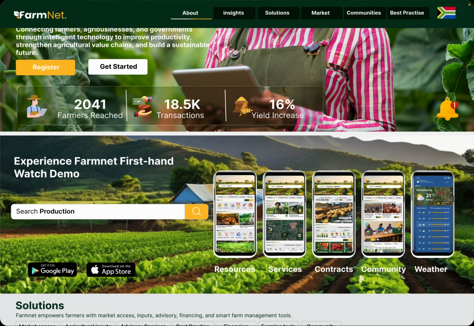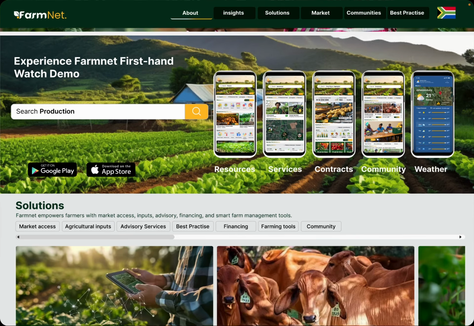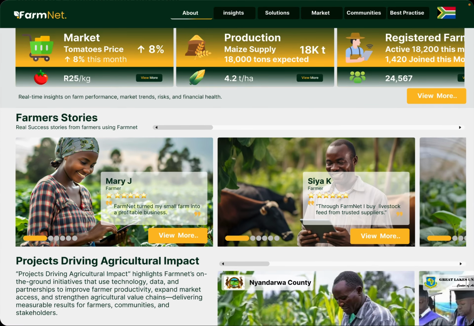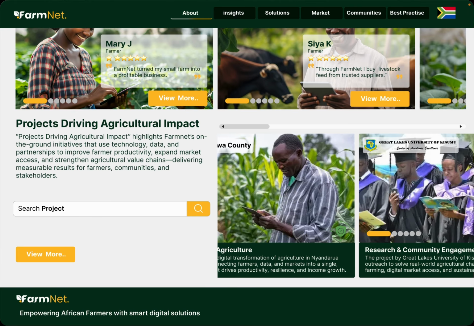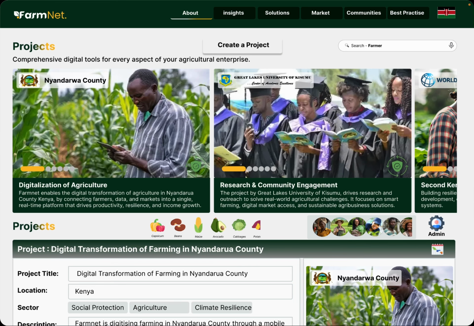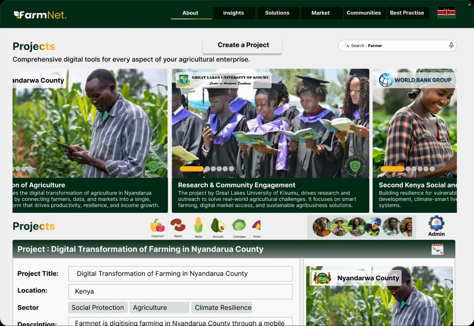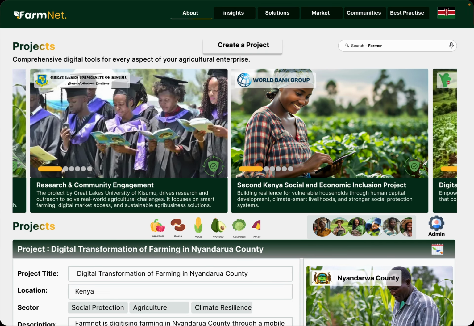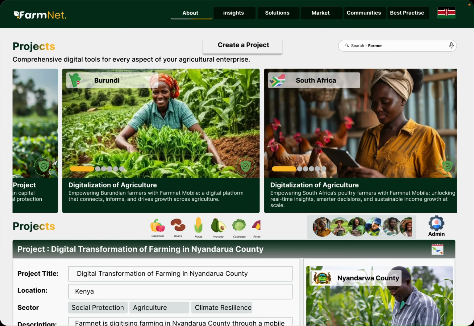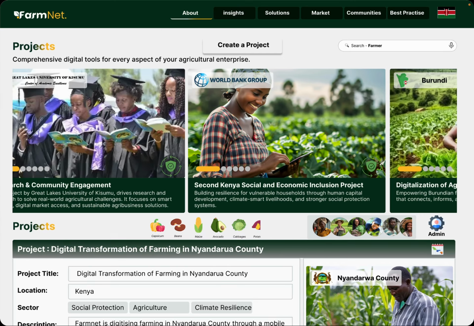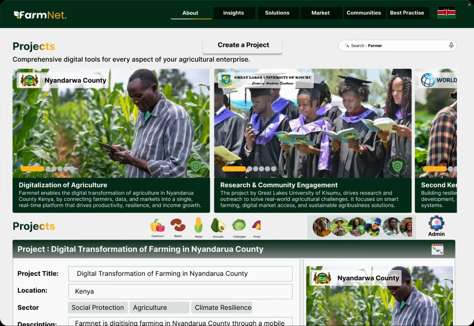So once farmers use the application, then the information is transmitted onto the websites and presented in dashboards like the ones below. This is for Nyandarua County Council, where we are having some work with them. This is Nyandarua County Council. Great Lakes University, we have a discussion with Great Lakes University going on. There's World Bank, there is Burundi government, there is South Africa poultry farmers that we are also in discussions with.